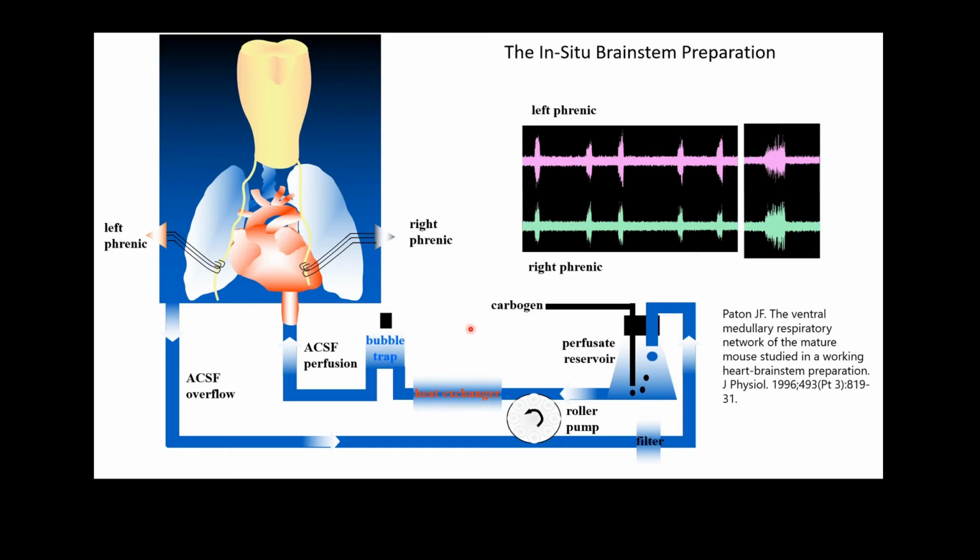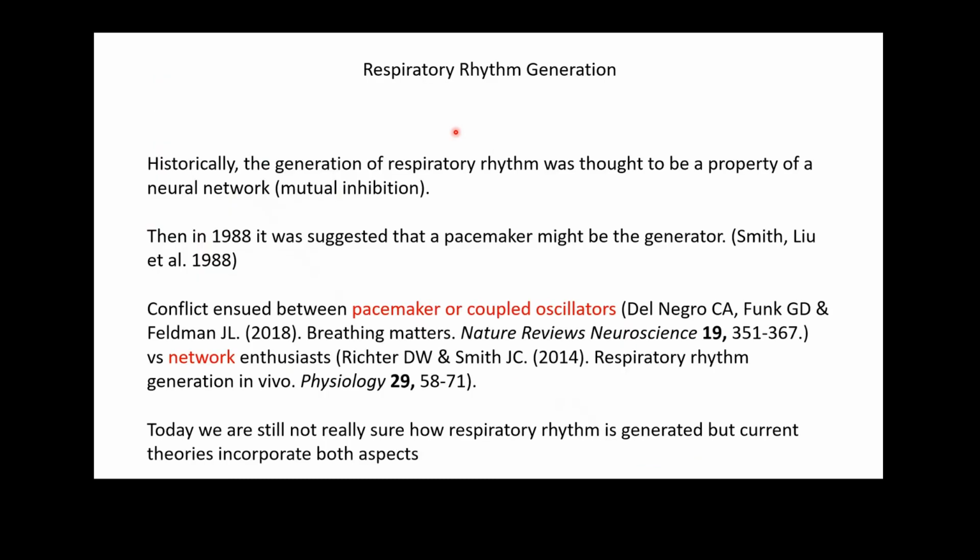But you now have access for various drugs via the solution which is being pumped around here with a roller pump and a perfusate reservoir, which is bubbled with carbogen. And you also have now got a good look. You don't have to do complicated surgery. You can put microelectrodes now into the brainstem to record respiratory neurons. So this is a fantastic preparation.